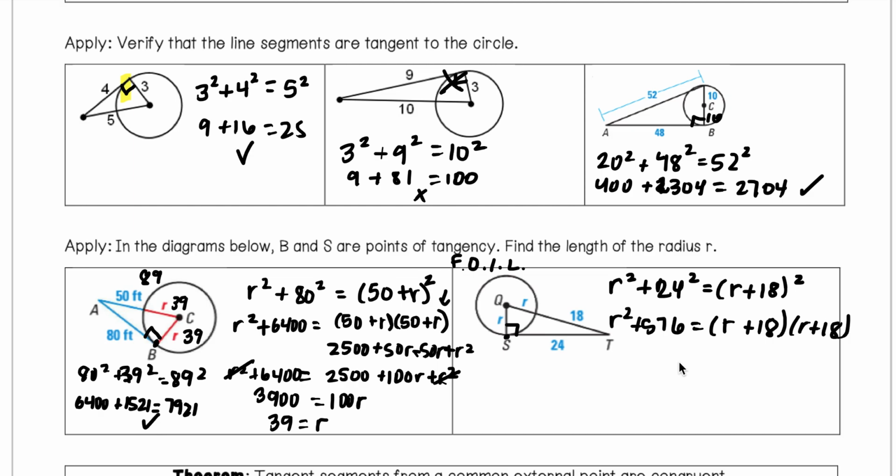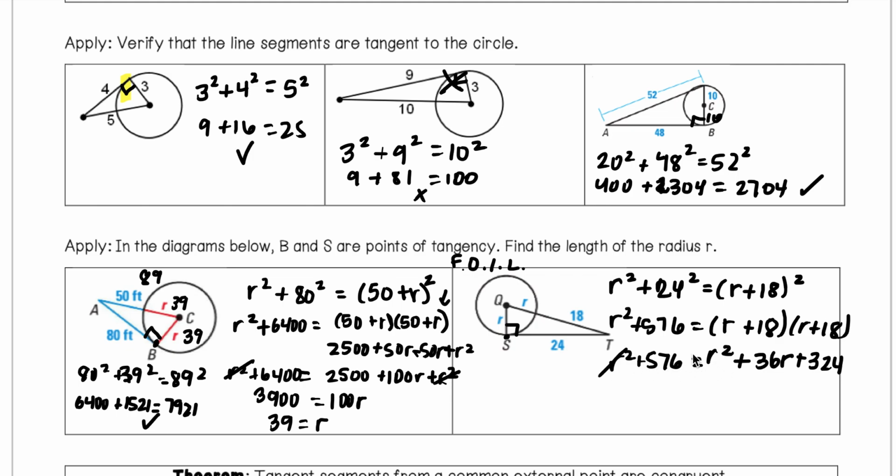We're taking the first times the first, so r squared. The outside times the outside, so r times 18, which is 18r. Inside is 18 times r, so we have 18r plus 18r, so 36r. And then our last is plus 18 times 18, which is 324. We set that equal to r squared plus 576.